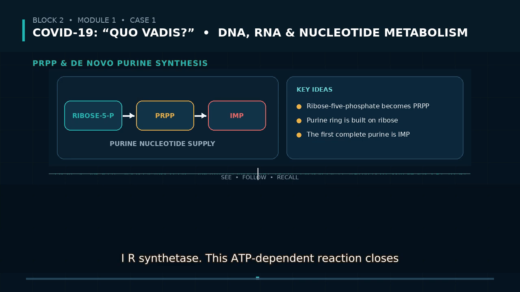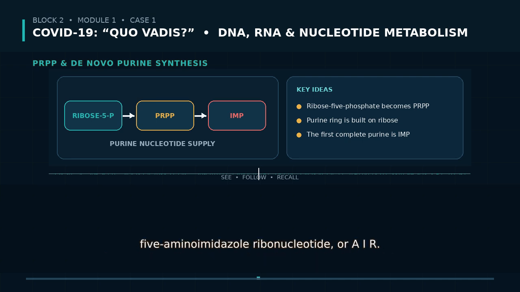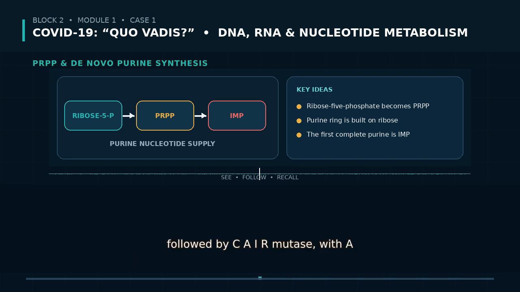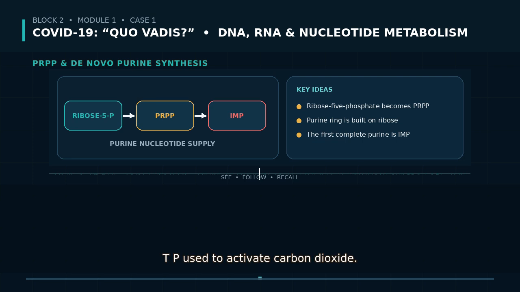IMP is the first complete purine nucleotide in the pathway and the common branch point for adenine and guanine nucleotides. To make AMP, IMP first combines with aspartate. Adenylosuccinate synthetase uses GTP to form adenylosuccinate. This is the regulated step of the AMP branch. Adenylosuccinate lyase then removes fumarate and produces AMP. Aspartate supplies the amino nitrogen that distinguishes adenine.